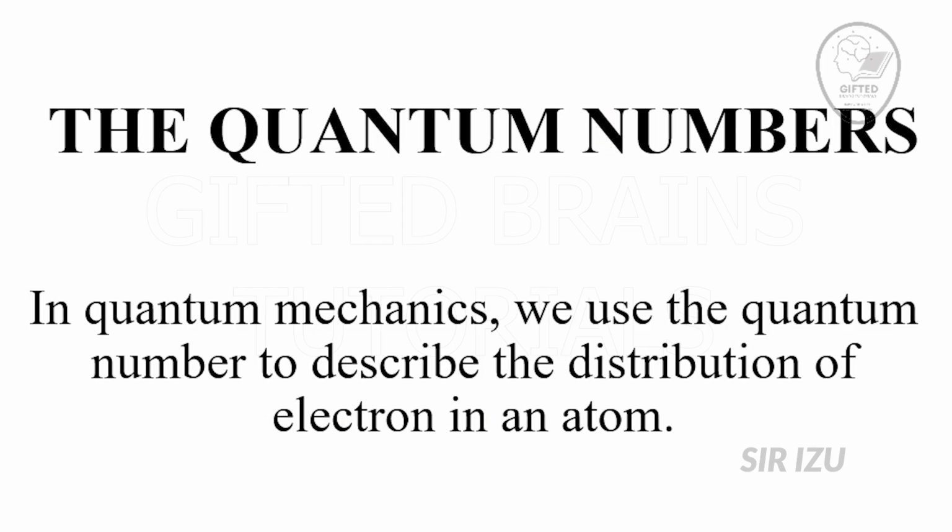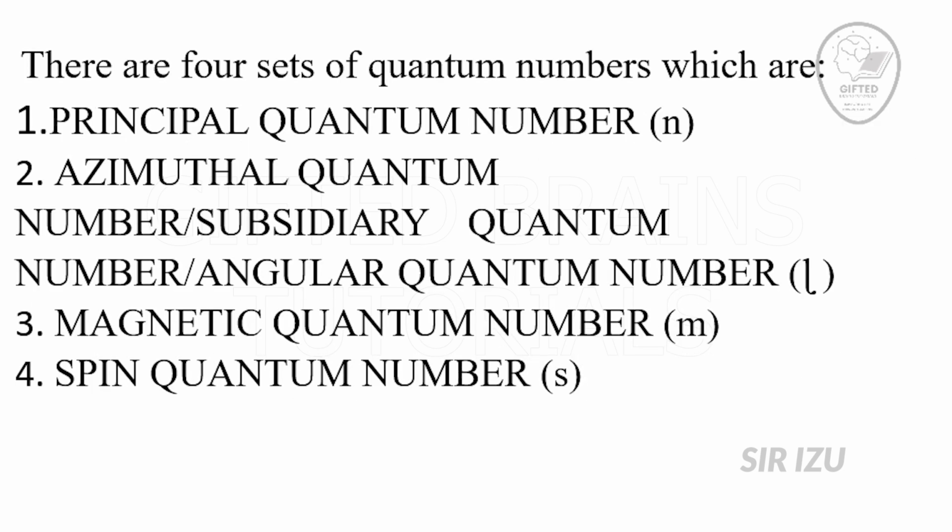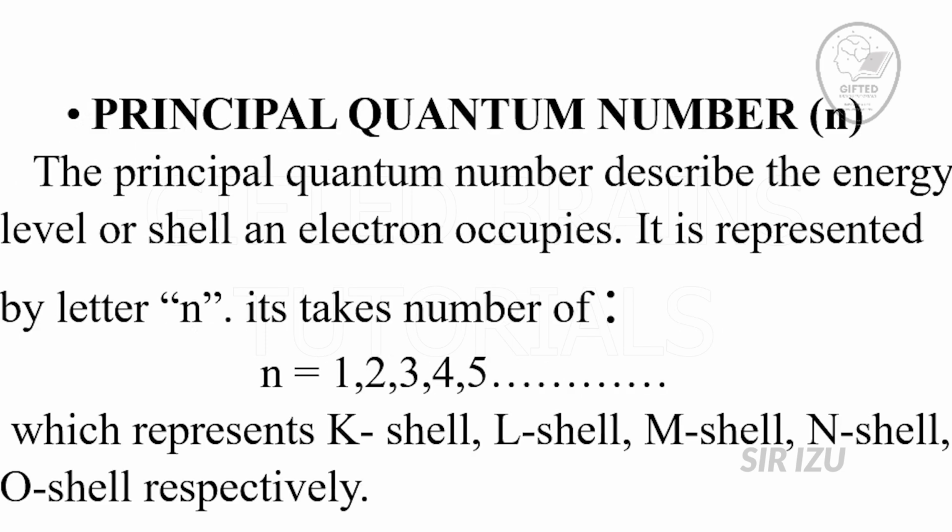You see, in quantum mechanics, we use the quantum number to describe the distribution of electrons in an atom. And there are four sets of these quantum numbers. The first is the principal quantum number. The second is the azimuthal, which can also be called the subsidiary quantum number, or the angular quantum number. The third is the magnetic quantum number, and the last is the spin quantum number. Let's take the first quantum number.